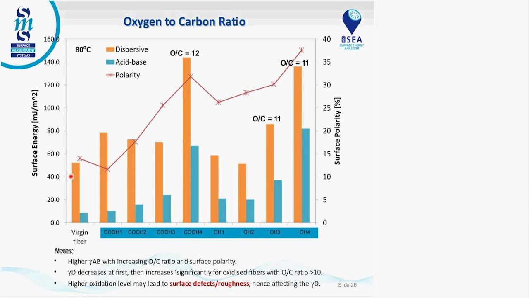We've divided it. This is the dispersive surface energy in orange, and the acid-base portion. As we oxidize the fibers, we see an increase in the acid-base or polar surface energy. This is, again, for the carboxyl oxidation. This is for the hydroxyl oxidation here. Again, we make it more and more reactive as we oxidize the surface.